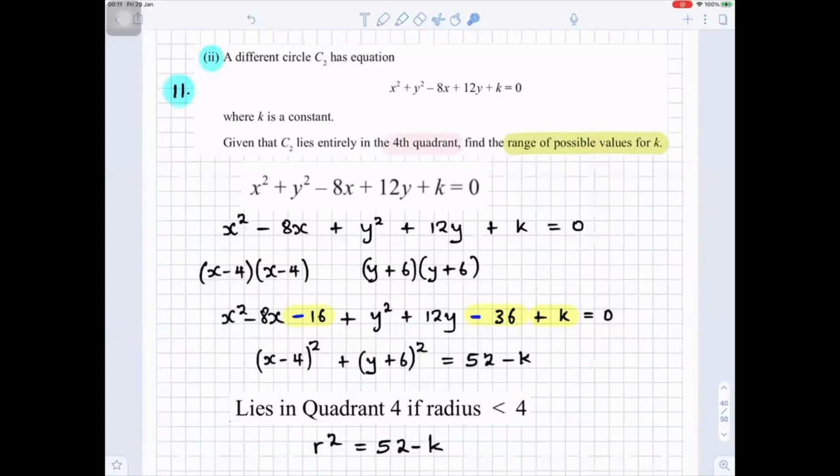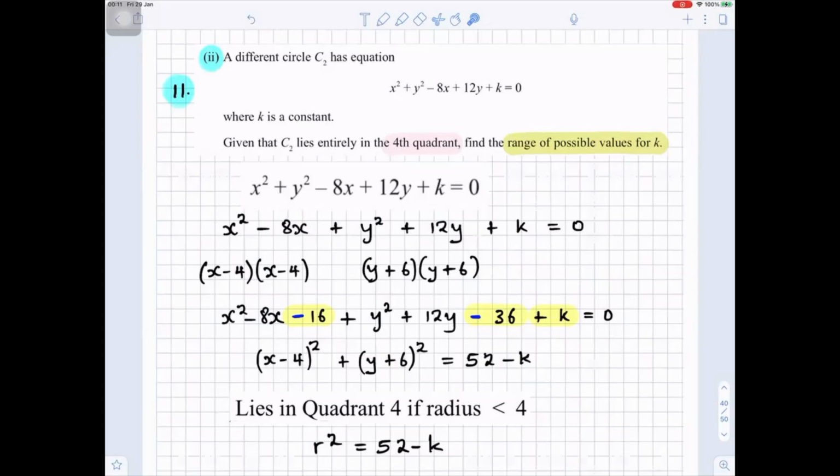Part B says a different circle C2 has equation x squared plus y squared minus 8x plus 12y plus k equals 0, where k is a constant. Given that C2 lies entirely in the fourth quadrant, find the range of possible values for k.